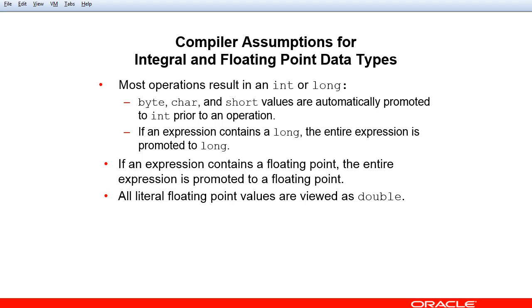The Java Technology Compiler makes certain assumptions when it evaluates expressions. You need to understand these assumptions to make the appropriate typecasts or other accommodations. Assumptions are that most operations result in an int or long; byte, char, and short values are automatically promoted to int prior to an operation. If an expression contains a long, the entire expression is promoted to long. Also, if an expression contains a floating point, the entire expression is promoted to a floating point. Finally, all literal floating point values are assumed to be double.